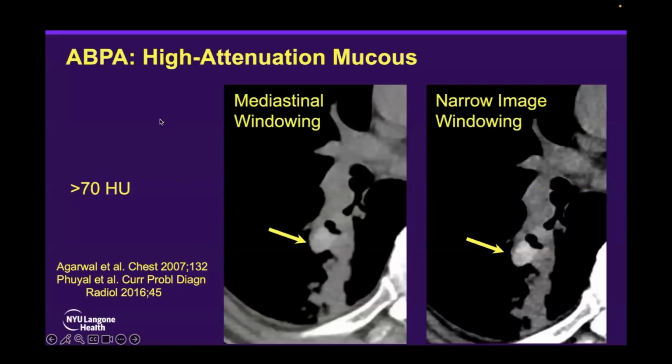A characteristic of allergic bronchopulmonary aspergillosis is the presence of high attenuation mucus. And you can see here on typical soft tissue or mediastinal window settings, we can see this mildly high attenuation area corresponding to metallic densities or components that are concentrated by the aspergillus. And this is enhanced by narrow windowing. This narrow windowing brings out this brighter attenuation, and it's been shown to suggest allergic bronchopulmonary aspergillosis.